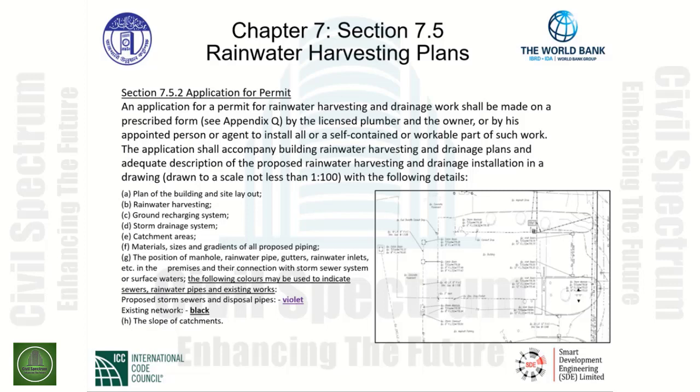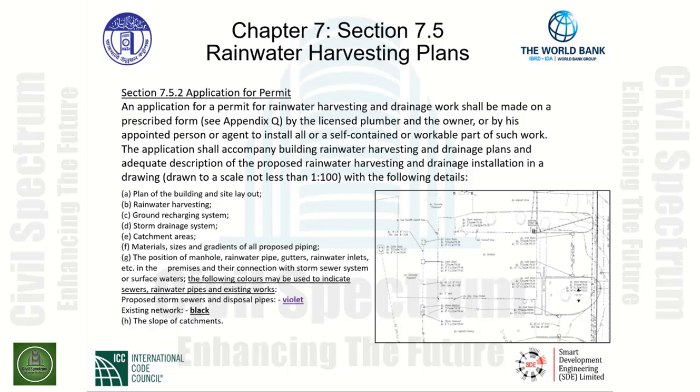The application shall accompany building rainwater harvesting and drainage plans and an adequate description of the proposed rainwater harvesting and drainage installation in a drawing with the following details. The drawing must be drawn to a scale not less than 1:100. Item A, plan of the building and site layout.